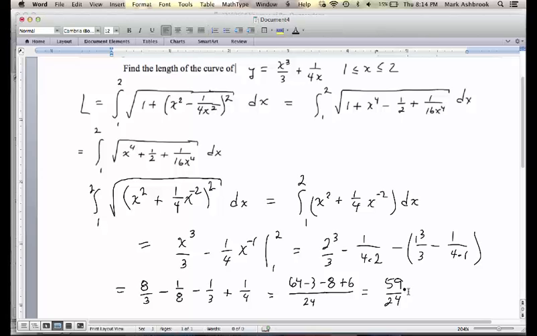Okay, I know that's a much better solution to this problem. So recognizing that after multiplying these terms out, this is a perfect square. It's x squared plus 1/4 x to the minus 2, squared. That gives us the right middle term, 1/2. And so then the square root and the square cancel each other out, and we're left with this easy antiderivative.